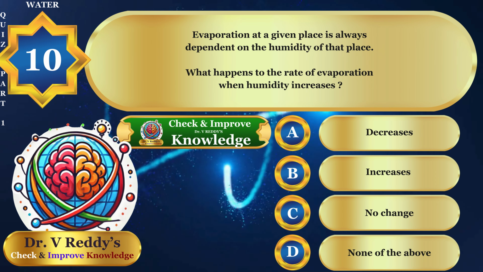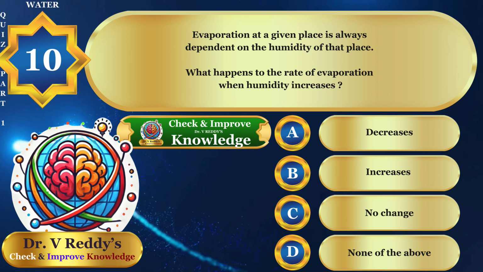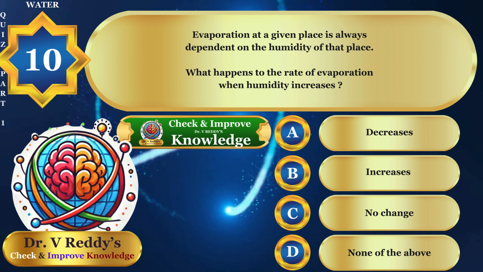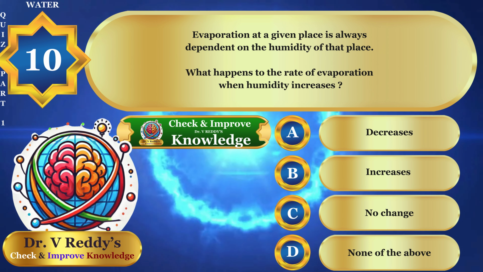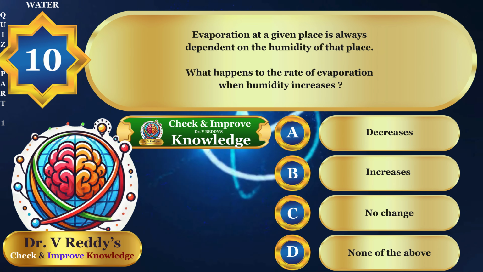Ten. Evaporation at a given place is always dependent on the humidity of that place. What happens to the rate of evaporation when humidity increases? A. Decreases. B. Increases. C. No change. D. None of the above.